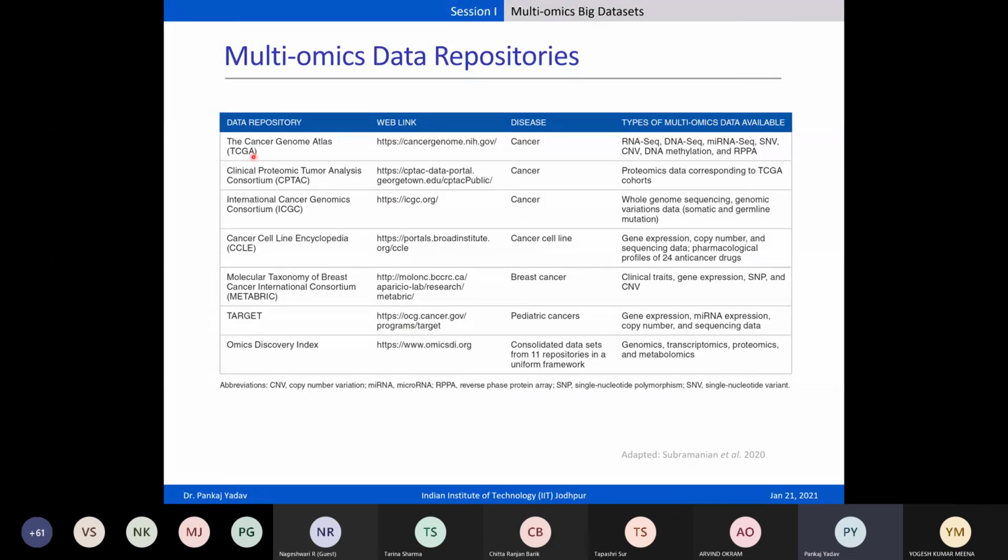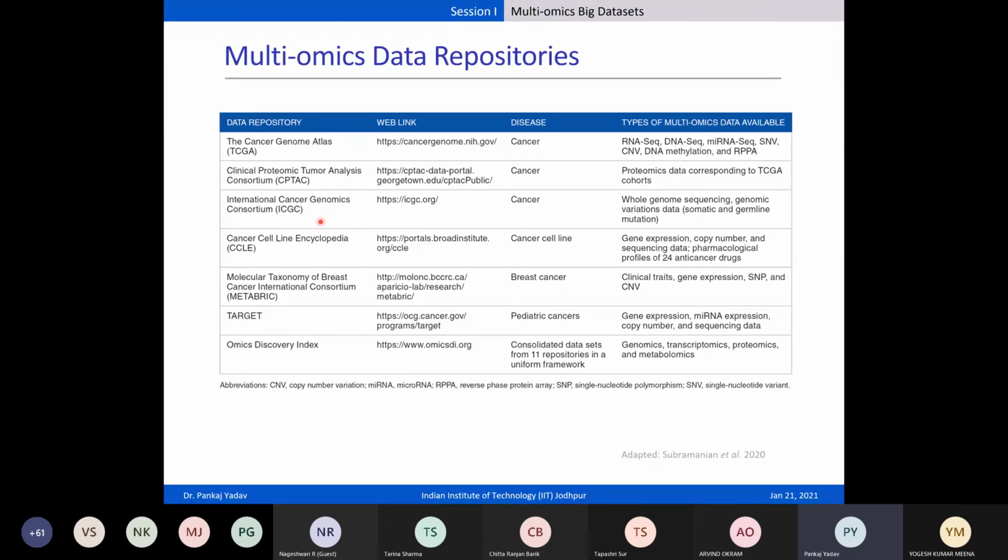And then you have CPTAC, the Clinical Proteomic Tumor Analysis Consortium, where you can get proteomics data that correspond to the TCGA cohorts. So this is also interesting. You can download the genomics data from here and the proteomics data from here, and then perform analysis to make some integration between these different layers of data.